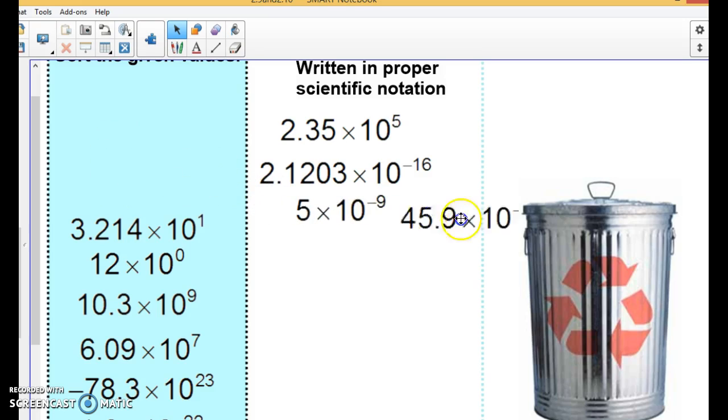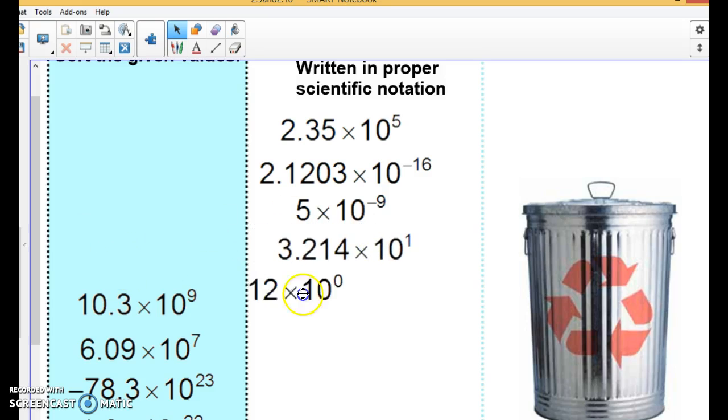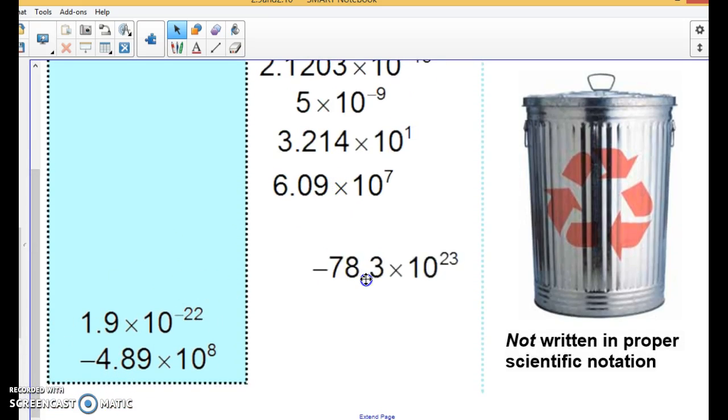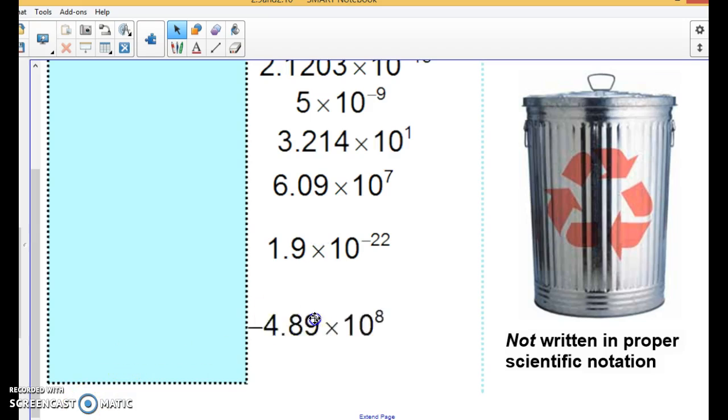Here's one that's not going to work. 45.9 is not between 1 and 10. That's going to go in the garbage. 3.214, that's between 1 and 10. 12, not between 1 and 10. Garbage. 10.3, not between 1 and 10. Going in the garbage. 6.09, that's a good one. It's between 1 and 10. Negative 78.3 is not between 1 and 10. Garbage. 1.9 is good, and 4.89 is good.